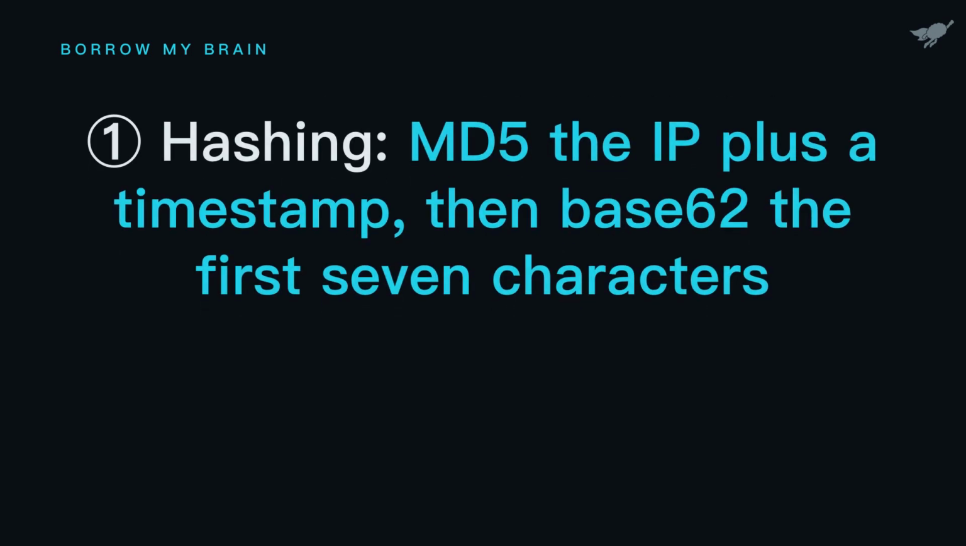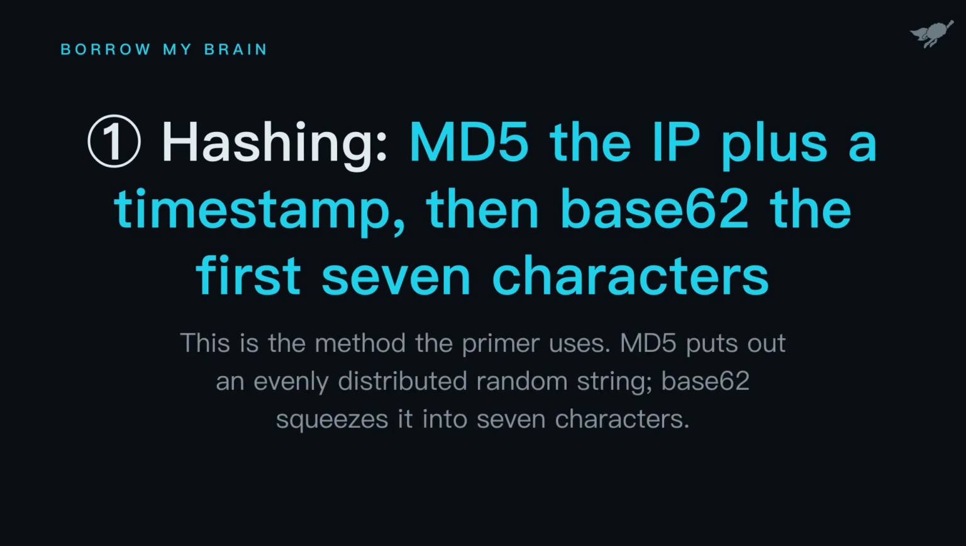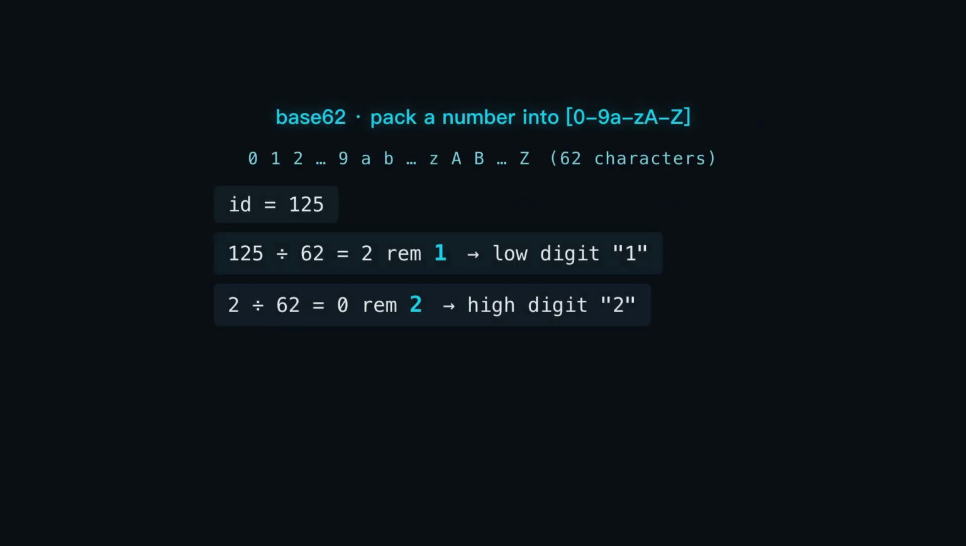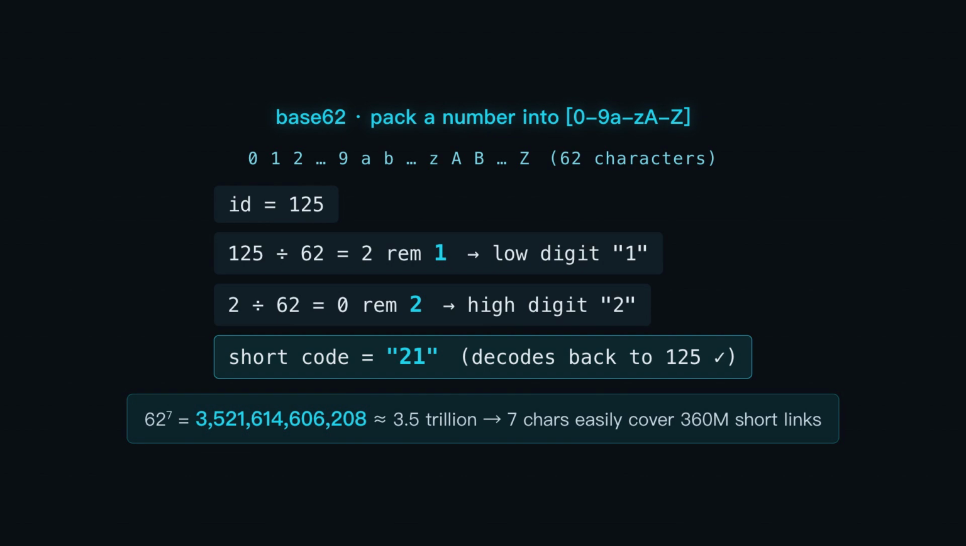First one, hashing. Take the user's IP plus a timestamp, glue them together, run MD5, get a string of evenly distributed random numbers, then base 62 encode it, and take the first 7 characters. This is the method the primer uses. Base 62 just means encoding with 62 characters, 0 through 9, lowercase and uppercase. 7 characters can represent 62 to the 7th power, about 3.5 trillion, more than enough room for 360 million short links.